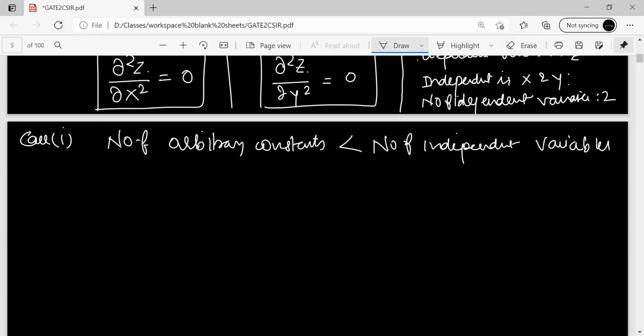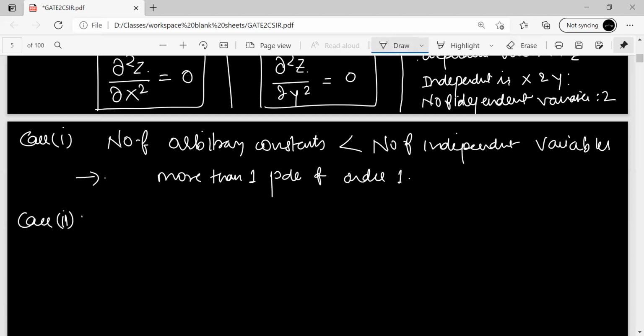All right, number of arbitrary constants are less than number of independent variables. So in this case, we will have more than one PD, because you will certainly get more than one. That is indeed so. So more than one PD of order 1. Okay, this is case 1.